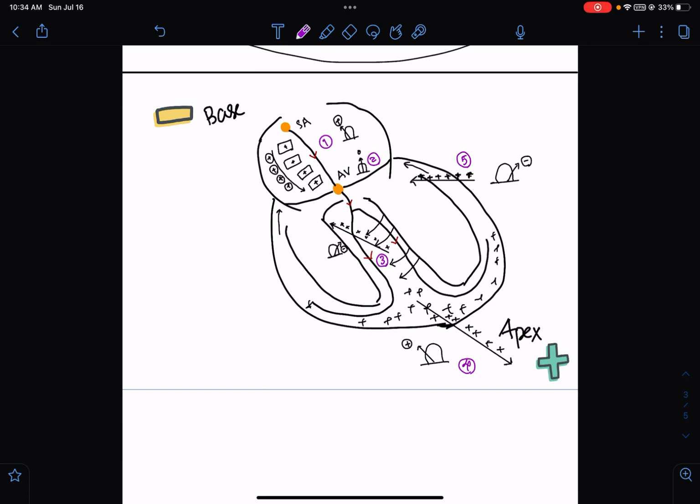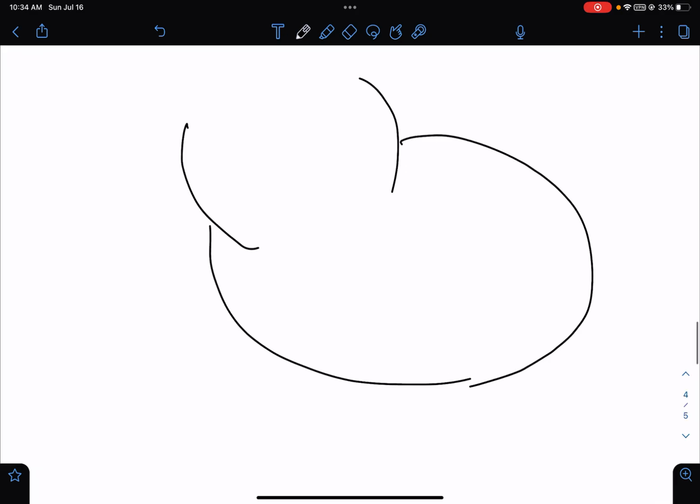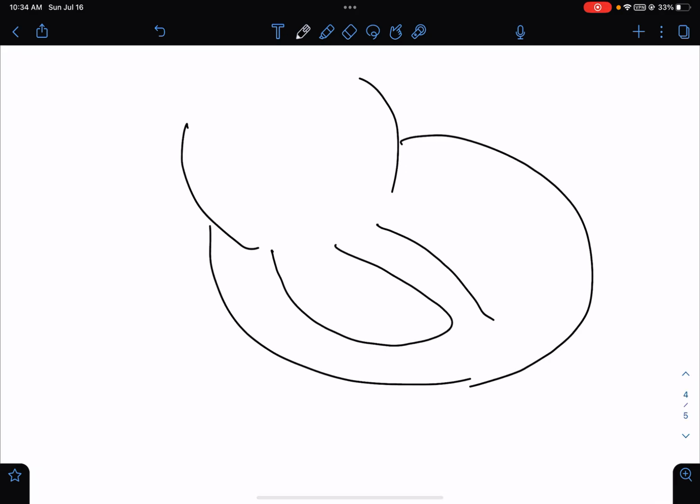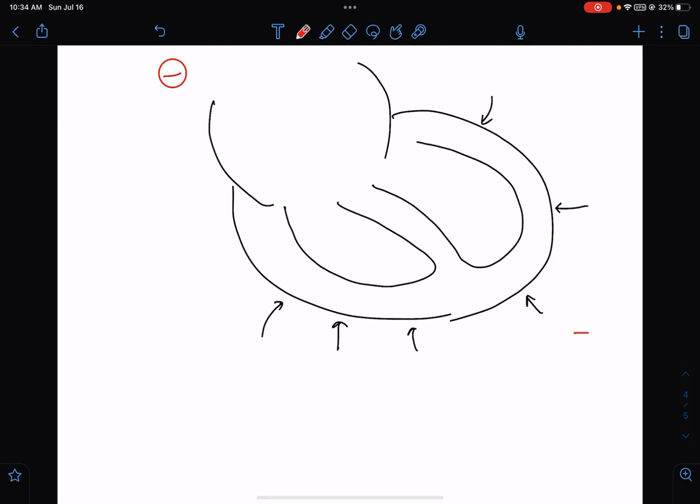After depolarizations, what happened next? Repolarizations. Okay, let's see again. That is our cardiac muscle. This is our cardiac myocyte. In case of repolarizations, we need to know that its direction is from outward to inward. Outward to inward, arrow like that. So here is your negative pole. Here is your positive pole, right?